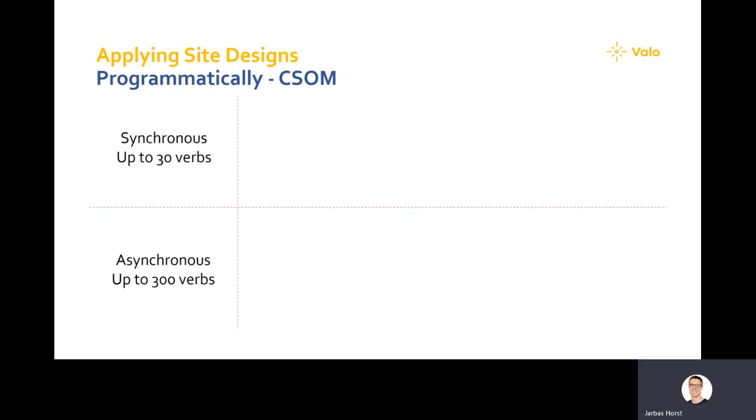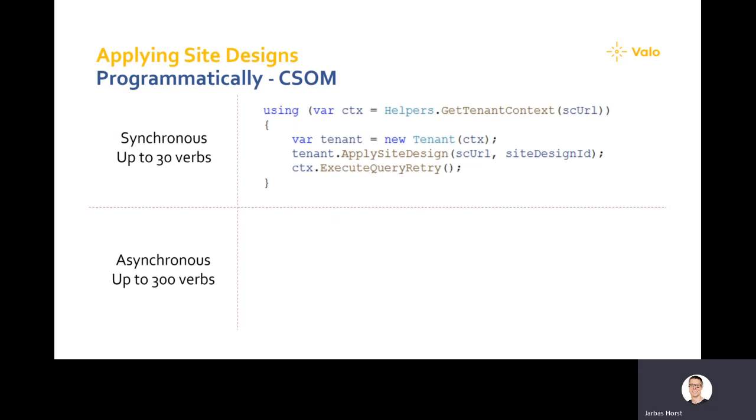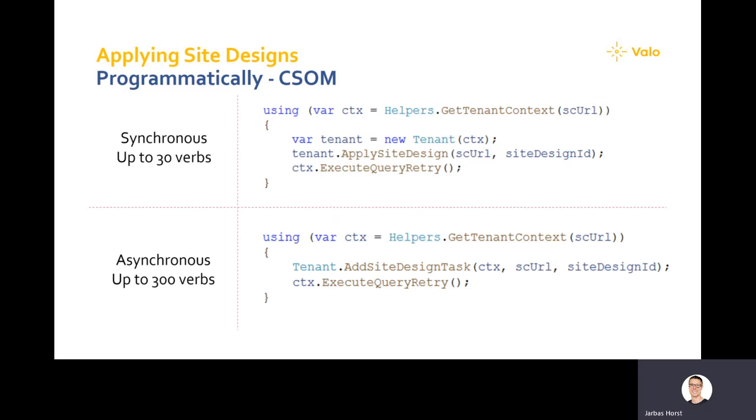If we want to apply a site design using the client-side object model, and if you want to do that synchronously, you have the apply site design method. And if you want to do that asynchronously, you have the add site design task static method. And important to note here is that you should not forget to call the execute query method. Otherwise, you end up with no changes in your site collection. So very important here.